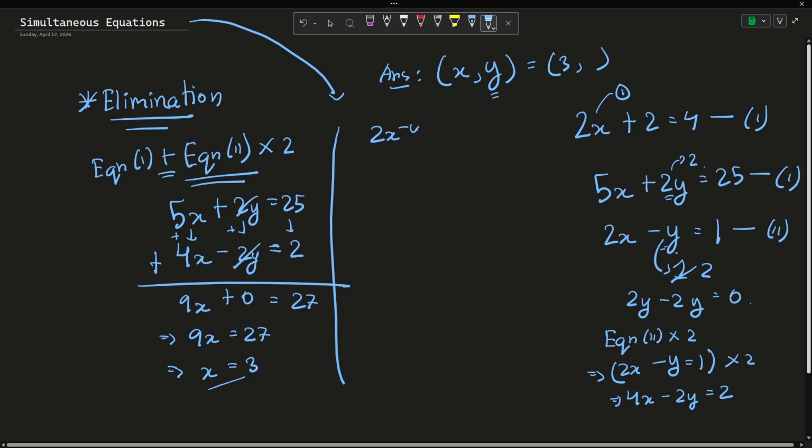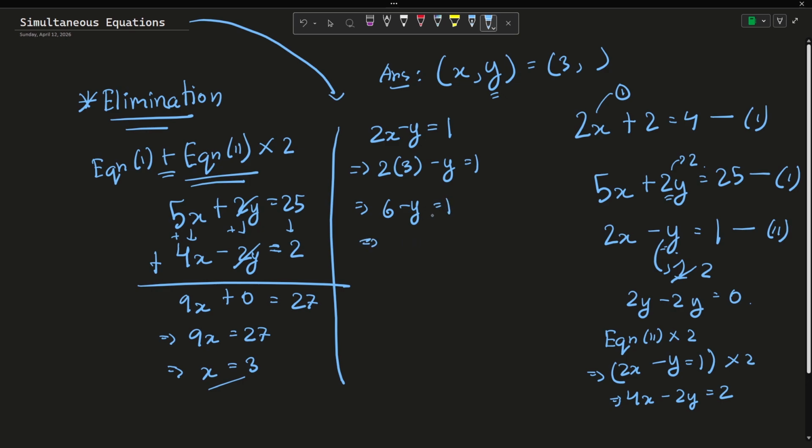So our initial equation was 2x minus y is equal to 1. Now if I substitute the value of x is equal to 3, that becomes 2 times 3 minus y is equal to 1. So it is going to be 6 minus y is equal to 1. Now if I subtract 6 from both sides, that is minus y is equal to minus 5. Then if I multiply both sides by minus 1, minus minus cancels out, so we get y is equal to 5. So we have successfully found the values of our two variables.